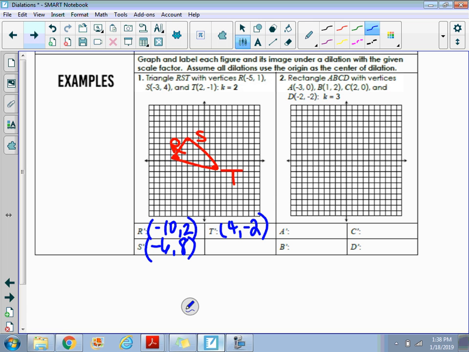So, negative 10, 2. Don't forget to label them with your little primes. S prime is negative 6, 8. And T prime is 4, negative 2. So, same picture, just bigger. It doubled in size. Questions? You guys try number 2.